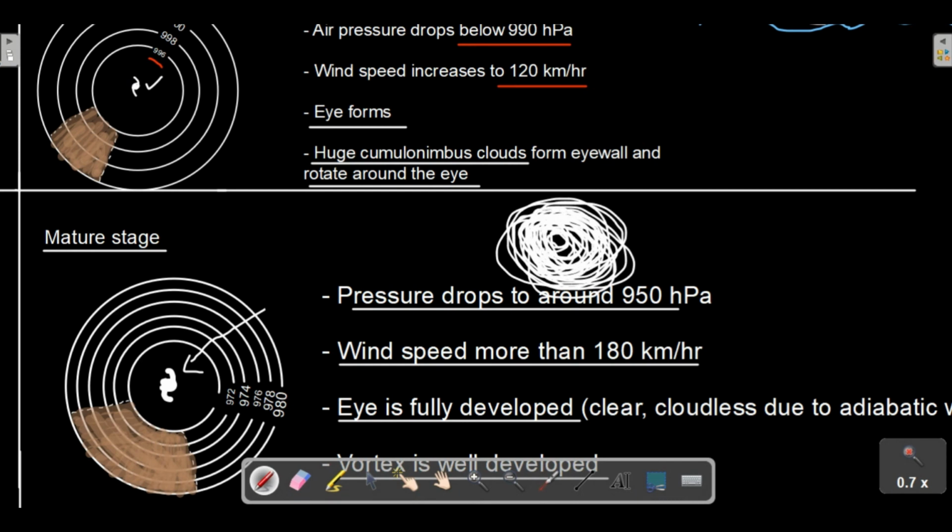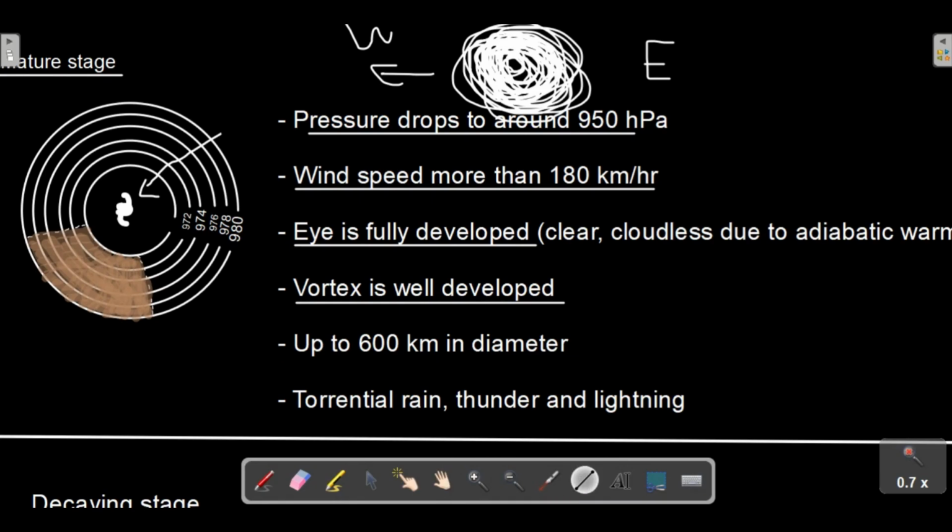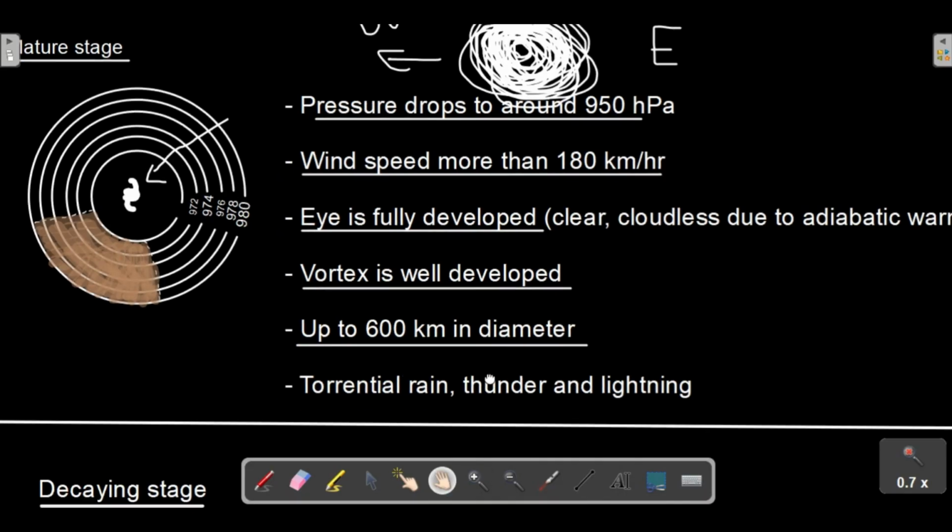But this system as a whole has air inside circulating while it is moving from east to west. While it is moving, the air is circulating inside like that, spiraling at wind speeds of more than 180 kilometers per hour. So as you can see, guys, that's how you would identify a mature stage. It has also grown in size, in diameter, up to 600 kilometers. It's not as big as a mid-latitude cyclone, but it is very aggressive and very destructive.